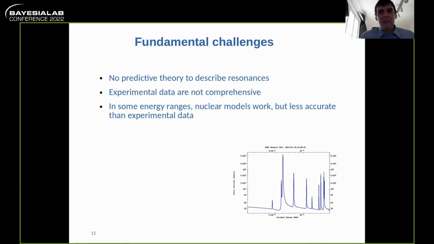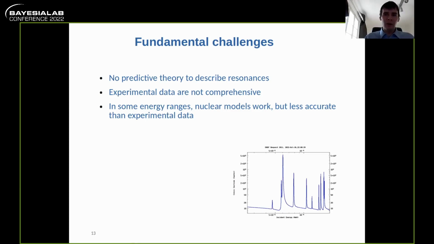The fundamental challenges in obtaining the knowledge of the cross-section are, as I've already mentioned, that there's no predictive theory in nuclear physics to describe the resonances. Furthermore, experimental data are not comprehensive, and a nuclear experiment is a very expensive endeavor and can only be performed in a couple of places on the Earth.